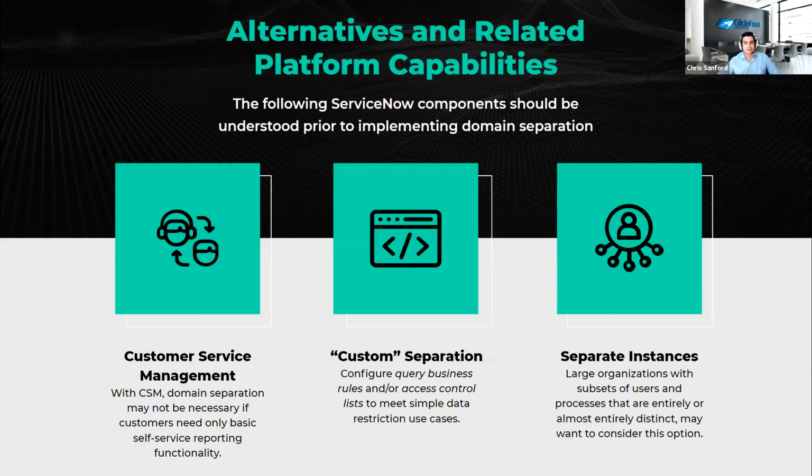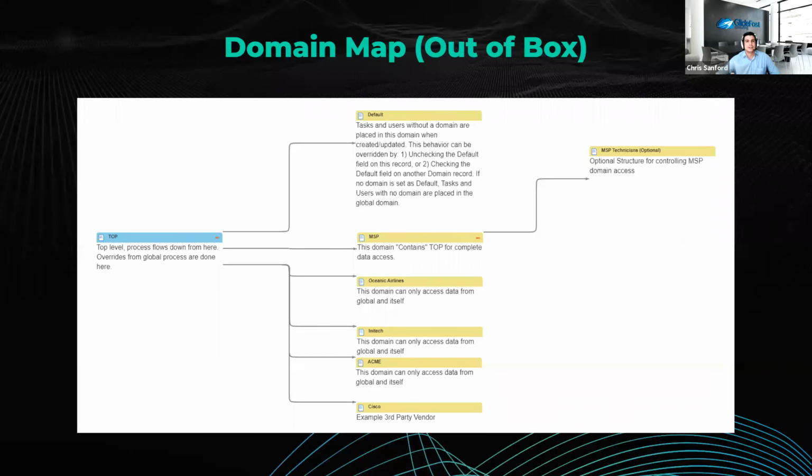Although domain separation provides for segregation of processes, there are certain system properties and components that are global and need to be agreed on for the entire instance. This is what the out-of-the-box domain map looks like in a ServiceNow instance when you first install domain separation. It's pretty straightforward, designed for the use case of a managed service provider with a few demo companies existing as domain tenants within the instance.